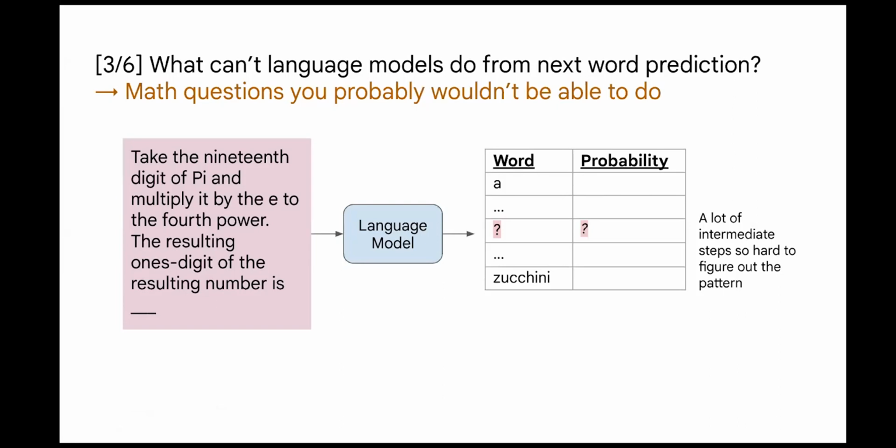I guess the reason language models can't do this is there are a lot of intermediate steps going on in order to get to the final answer. And it's really hard to figure out the pattern of how to do problems like this just by predicting the next word in the training corpus.